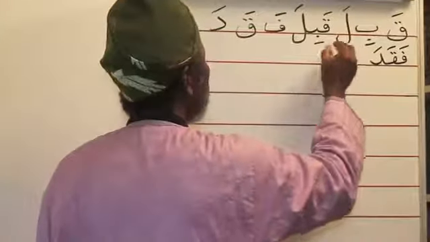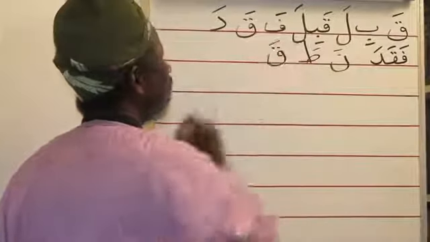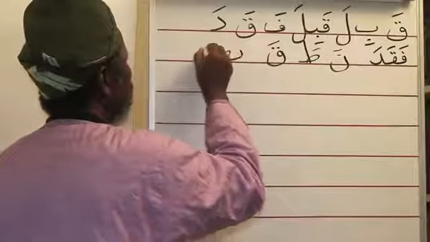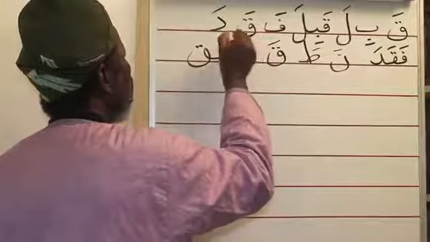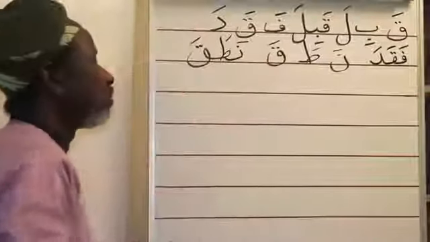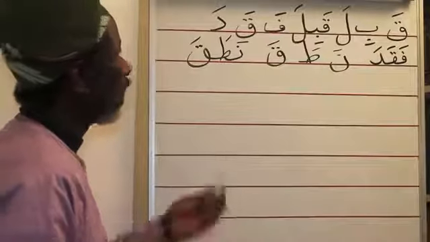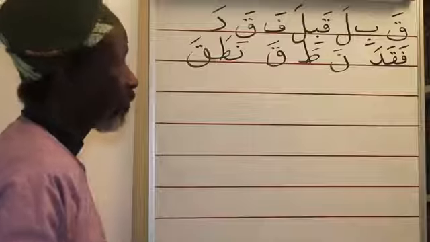Na. Ta. Qa. Nataqa. Joined. Na. Ta. Qa. Nataqa. So we've done now Qaf, beginning, middle, and end. So the next is Kaf.